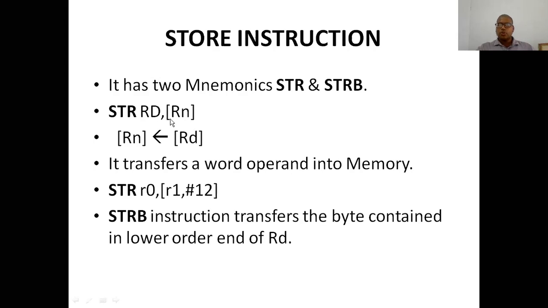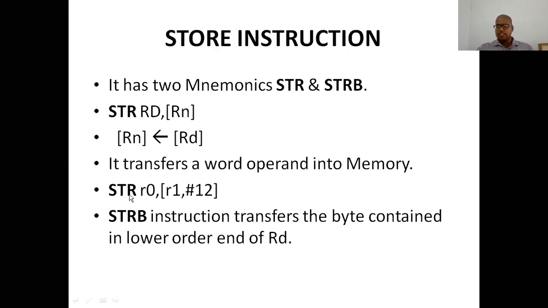So STR Rd, [Rn]. What is going to happen here is that I am going to store the value that is present in the register Rd into the Rn memory location. I am transferring the value present in the Rd register into Rn. There may be some grammatical mistakes here; I think the brackets are not necessary for Rd, they are necessary for Rn. So it is called store register. Next, it transfers a word operand into the memory.